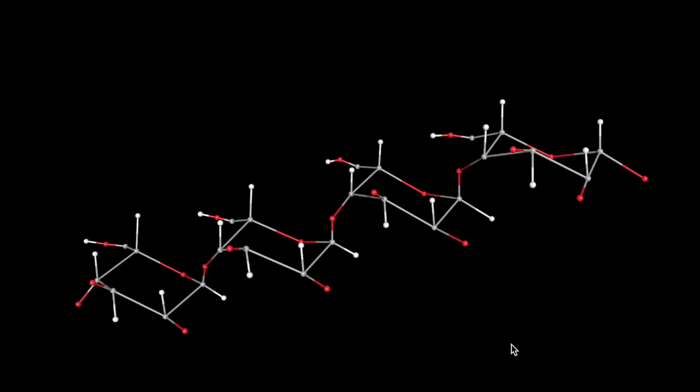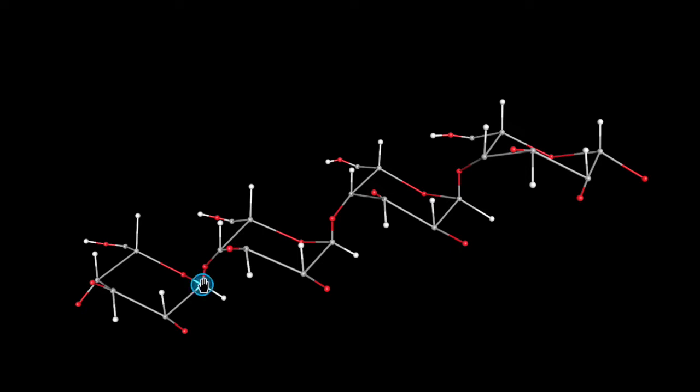All right, class. Now we're looking at a molecule of cellulose. Now, cellulose and amylose are very similar. They're both made of glucose. But there's one very subtle difference that makes them completely different in terms of properties and structure. But the difference is extraordinarily subtle.